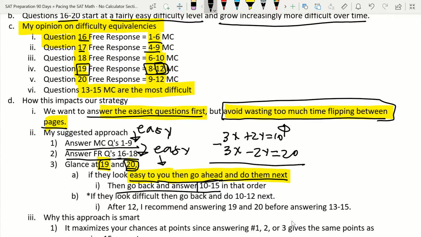Oh, I'm sorry. Hang on a minute. I just misexplained that. If they look easy to you, then you're going to go ahead and do them next. And then after you've answered 19 and 20, you go back and answer 10 to 15.